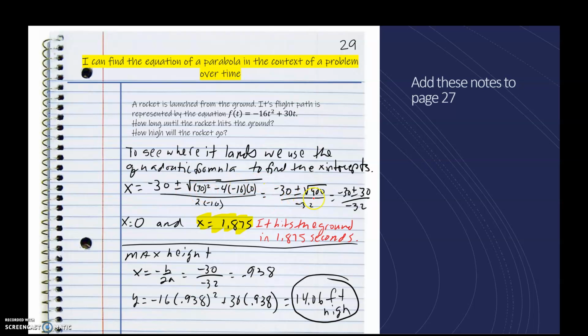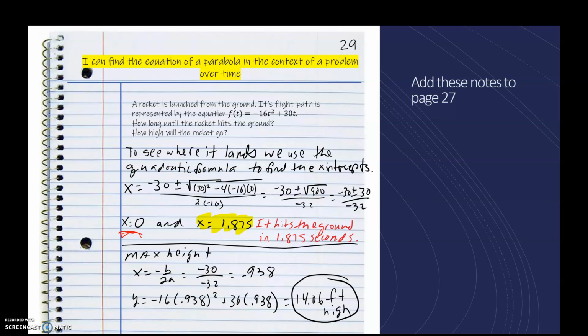So when you do the quadratic formula, since 0 is multiplying to that back end, it all cancels. And check out what happens. You get negative 30 plus 30. So that gives you 0 over negative 32. And that's this guy right here, x equals 0. That's the beginning of the launch. That's where the rocket is before you started. At 0 seconds, it hasn't left the ground yet. 1.875 seconds later, it will hit the ground. So that's kind of neat.